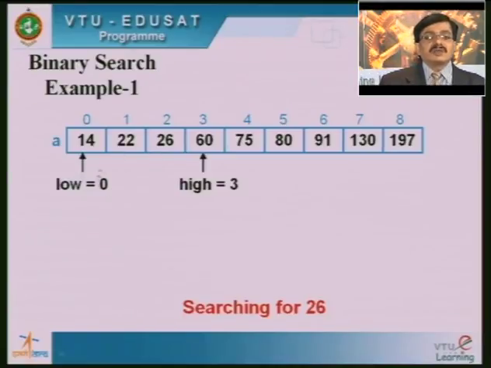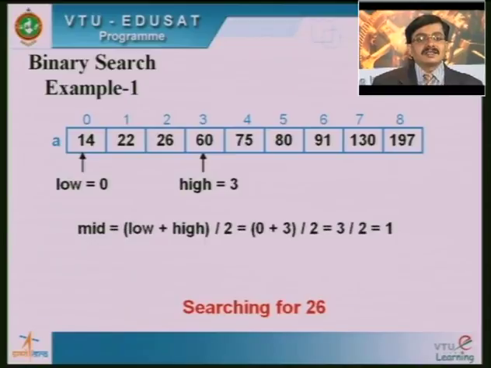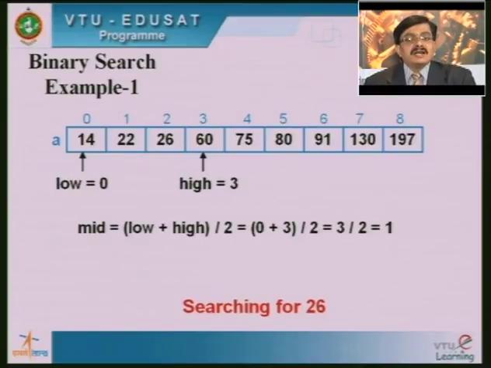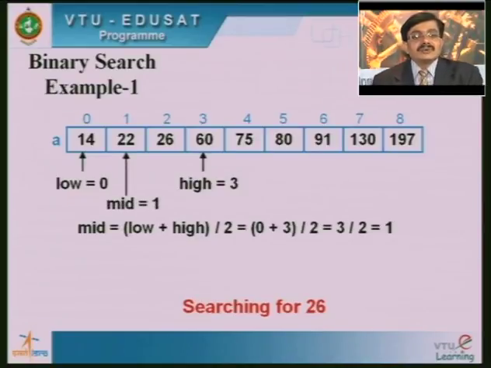So here high value is 3 and low value is 0. Now I am supposed to compute the mid value in this situation. Here again low plus high divided by 2 is the computation which I do for computing the mid value. So mid is equal to low plus high by 2, that is 0 plus 3 divided by 2, it is 3 by 2, and here we get 1.5, but you have to take the integer division, so we take the position 1. So the mid is pointing to the value 22. You can see that 22 is the middle element, among 14, 22, 26 and 60.